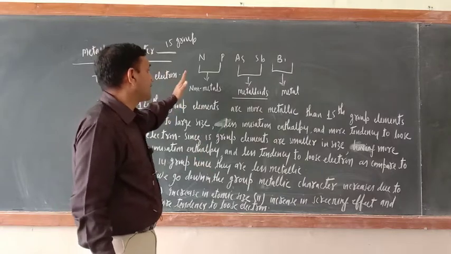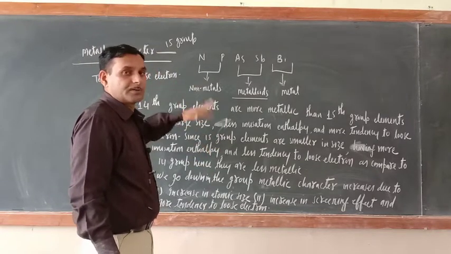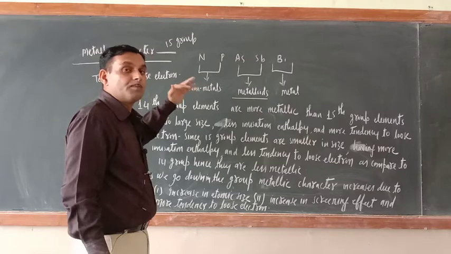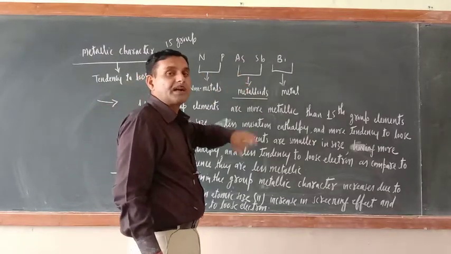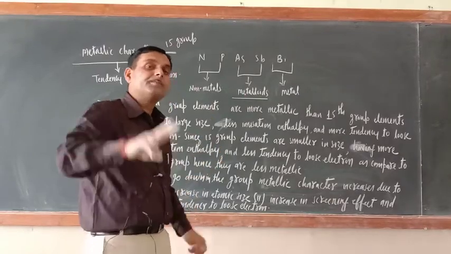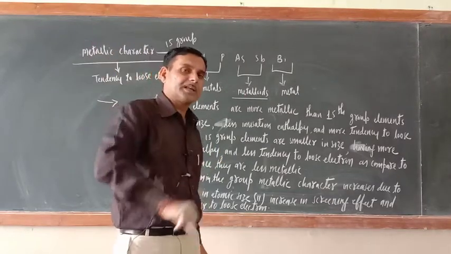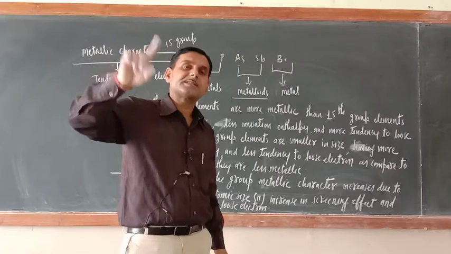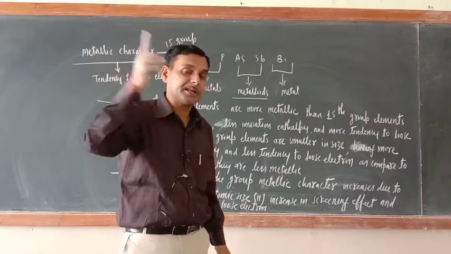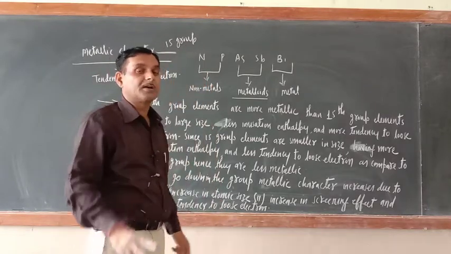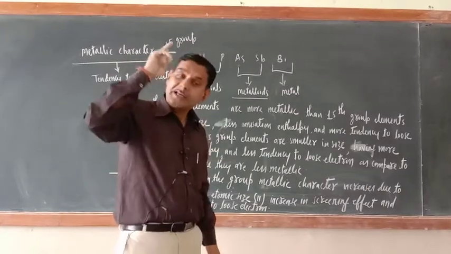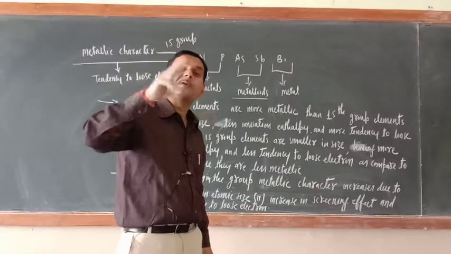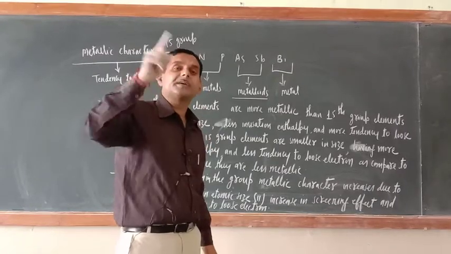Now the next question is, as we move top to bottom in the 15th group, the metallic property is increasing. Why? When we move top to bottom, the atomic size will increase. Atomic size will increase or not? But the nuclear charge will also increase. But the increase in the nuclear charge will be neutralized by the screening effect.